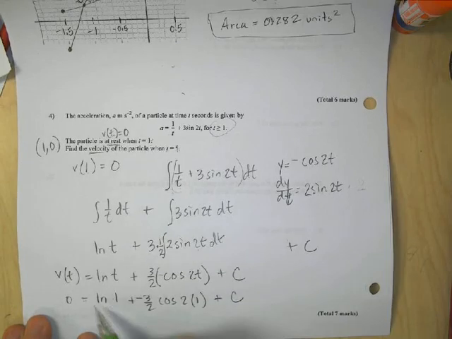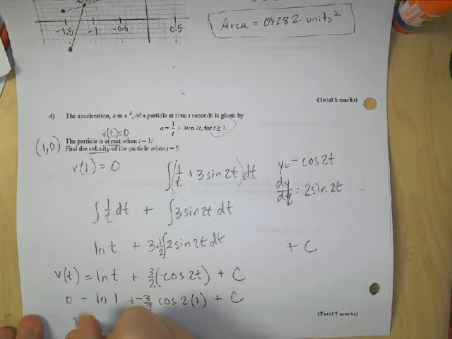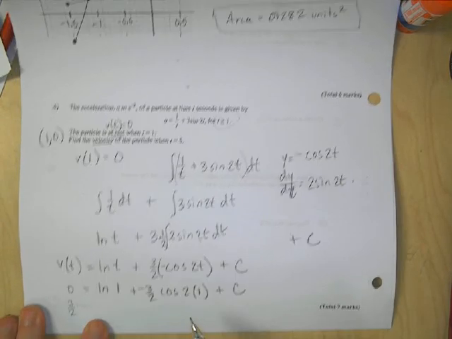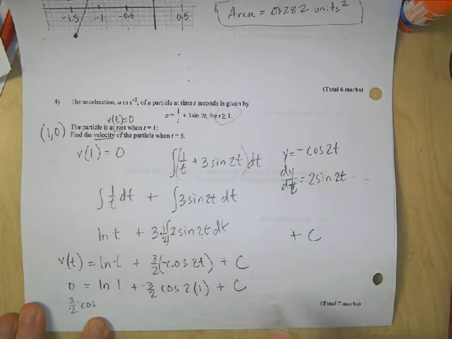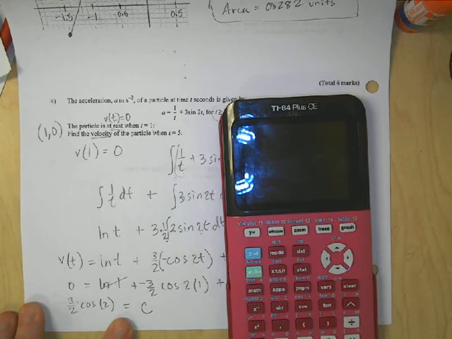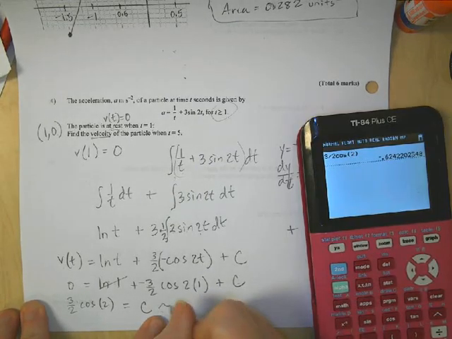I'm going to have to move these guys to the other side. So first of all, natural log of 1 is just 0. That's equal to 0. And this one, when I move it to the other side, I get positive 3/2 cosine of 2. It's going to be equal to c, because this is just 0. All right, so c is equal to 3 divided by 2 times cosine of 2. And so therefore c is approximately equal to negative 0.624.